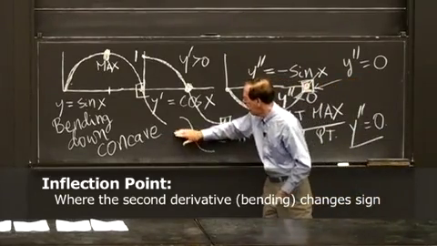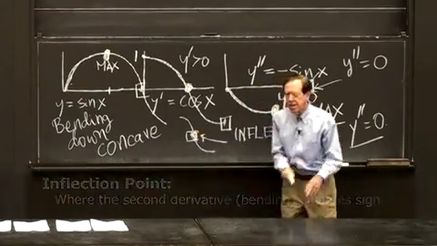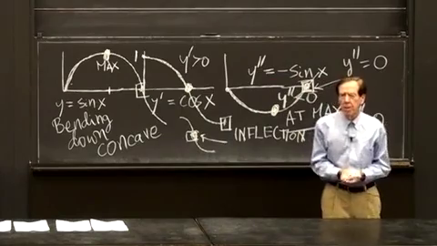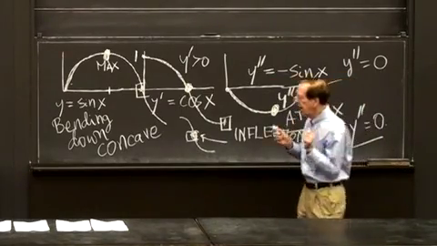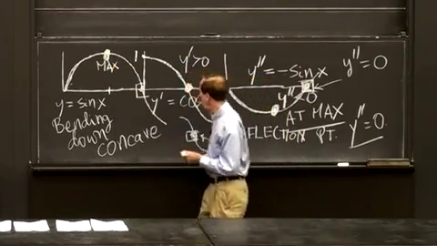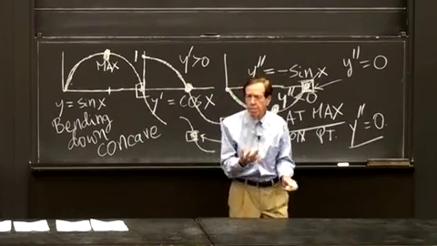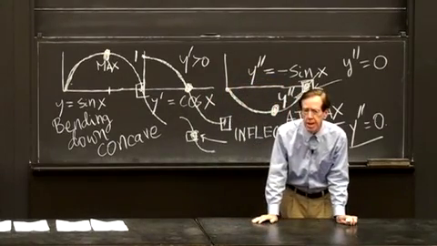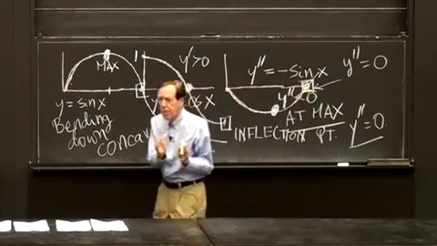It's changing from concave here to convex there. That's a significant point on the graph. Not as big a thing as the max or the min that we had over there. So let me draw one more example and identify all these different points.